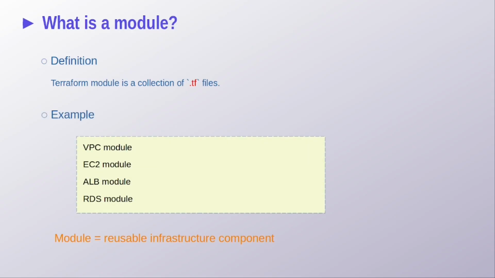Common real modules include VPC module, EC2 module, ALB module, RDS module. Here is the simplest way to think about it. If a Terraform resource is like a brick, then the Terraform module is a prefab wall. You don't rebuild the wall every time. You reuse it. That is the mindset.